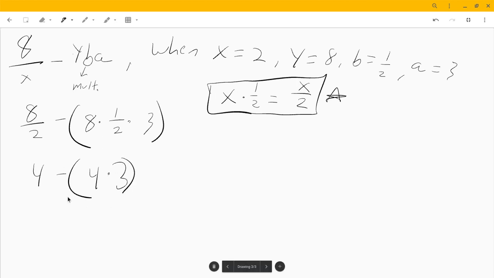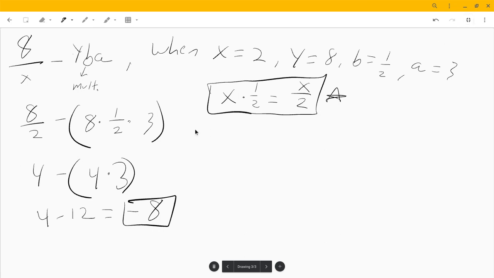And you might think, well, 4 minus 4, that's 0, and then you're left with negative 3. Now, that's not how it works. You need to do the parentheses first, right? So you'll get 4 minus 4 times 3, so that's just 12. That will yield you a response of negative 8. So when x equals 2, y equals 8, b equals 1/2, and a equals 3, you'll get a response of negative 8.